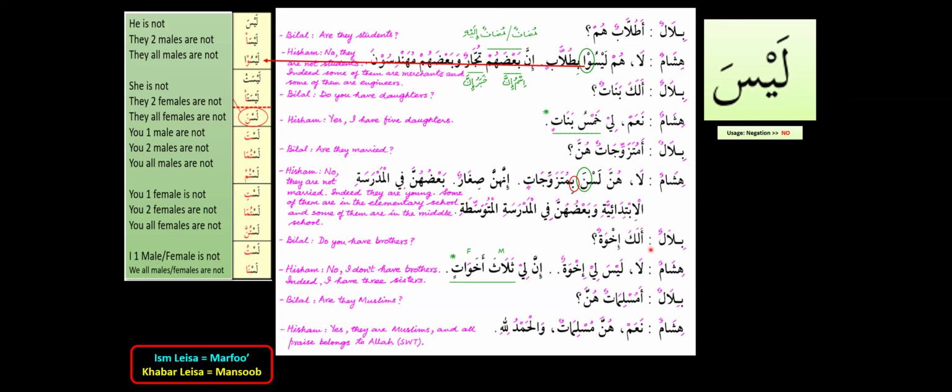So Bilal is saying, Alaka ikhwah? Do you have brothers? Hisham is saying, La laysa li ikhwatun. No, I don't have brothers. So where is khabrul laysa? Laysa li ikhwatun. Who can tell me where is khabrul laysa, sisters? And ismu laysa. First tell me where is ismu laysa. Is the li ismu laysa or ikhwatun ismu laysa? Or let me just flip it and make it easy. Is the li khabaru laysa or ikhwatun is khabaru laysa? Think whichever way is easy for you to understand.